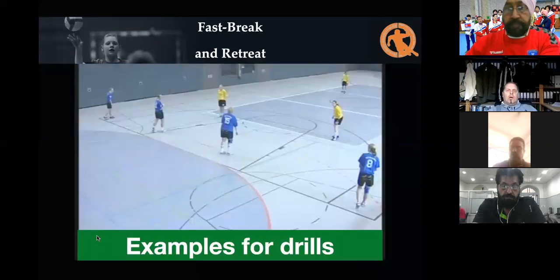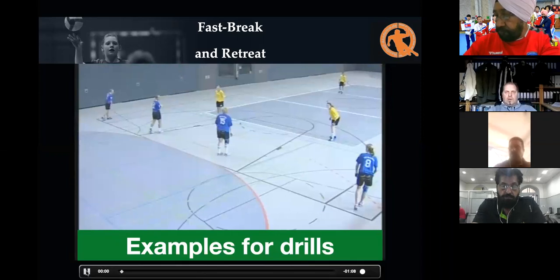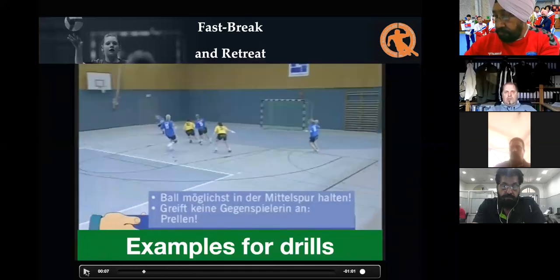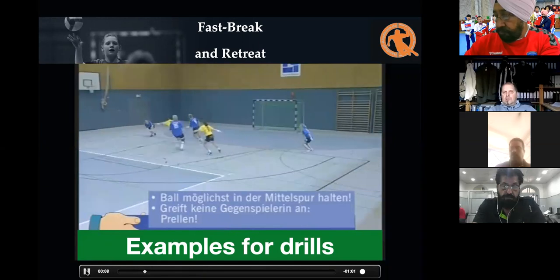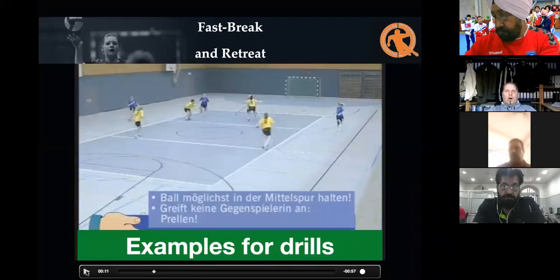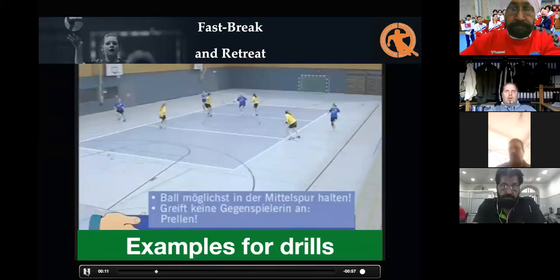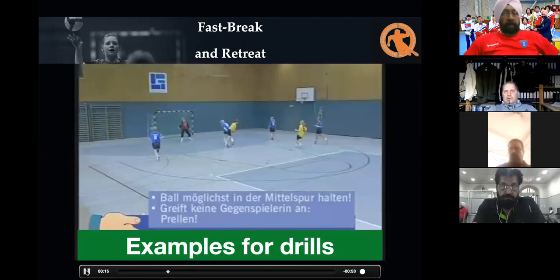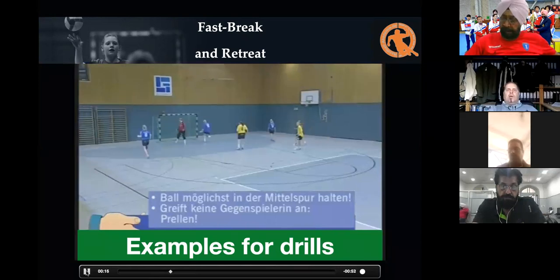So after crossing the center line, again, it's 4 against 2. Now, the second 2 defenders are active. All players inside the 9-meter area, and then turn. And again, 4 against 2 on that side. And then after crossing the center line, 4 against 2 on that side here. So that's why we call this drill 4 times 4 against 2.